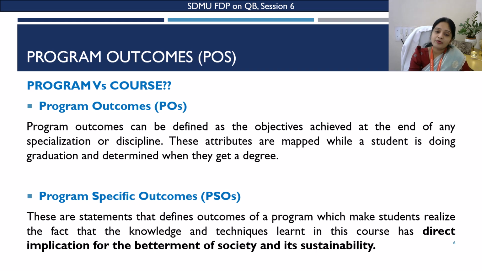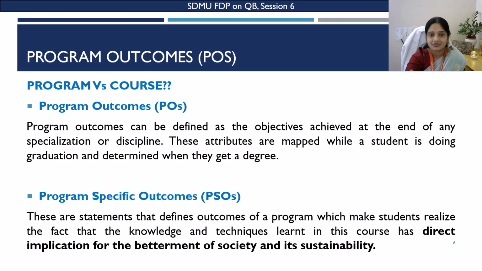For example, the program specific outcome for a physiotherapy graduate will definitely be different from an IMG, that is Indian Medical Graduate. So that is how the program and program specific outcomes are different. In program specific outcomes, we will be defining what knowledge and what particular skill should be learnt in that course which is specific to that particular program.